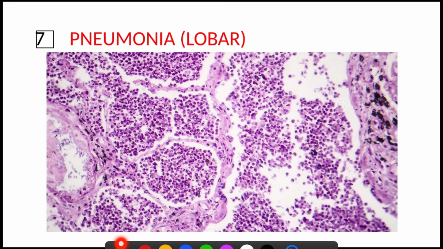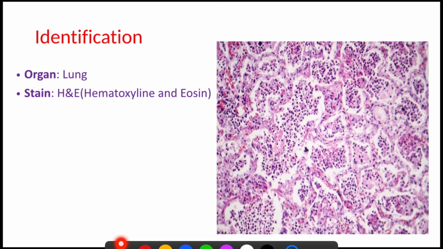Here, because of pneumonia, acute inflammatory cells are collected. These multilobed polymorphs are there in the alveolar lumen. Anthracotic pigment, which is seen in some cases of lung, helps us to identify the organ. And these alveolar walls contain plenty of polymorphs. So our organ is lung, stain is hematoxylin and eosin.